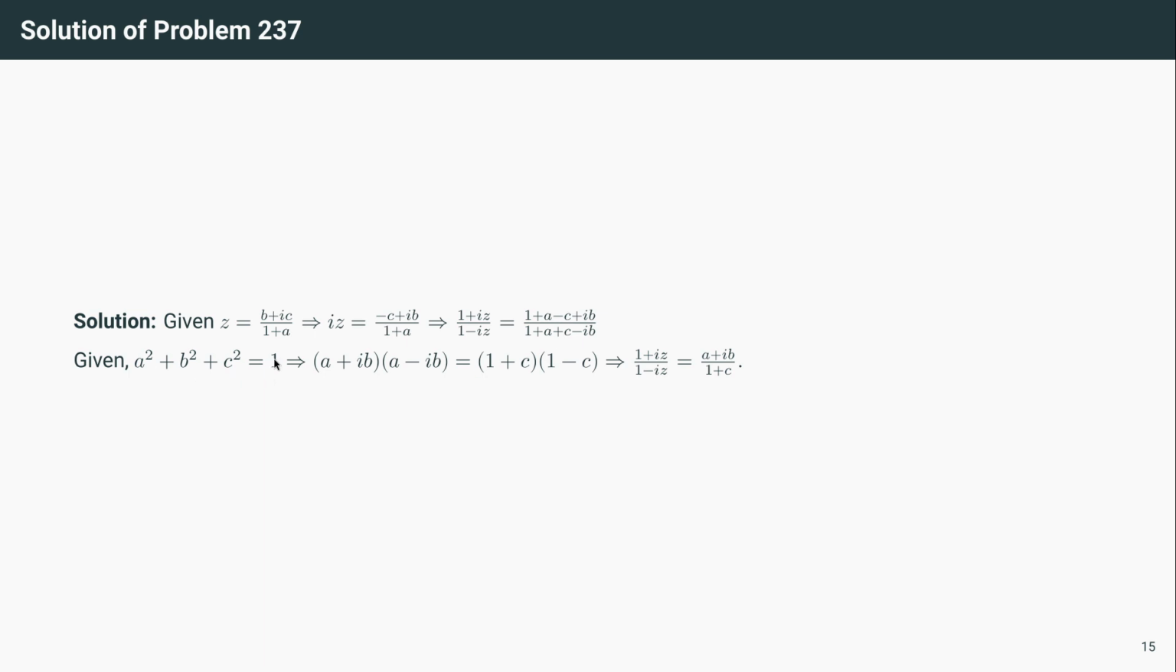We take c² to the right hand side. It becomes (a + ib)(a - ib) = (1 + c)(1 - c). Now we use these values, substitute in (1 + iz)/(1 - iz), we get (a + ib)/(1 + c).